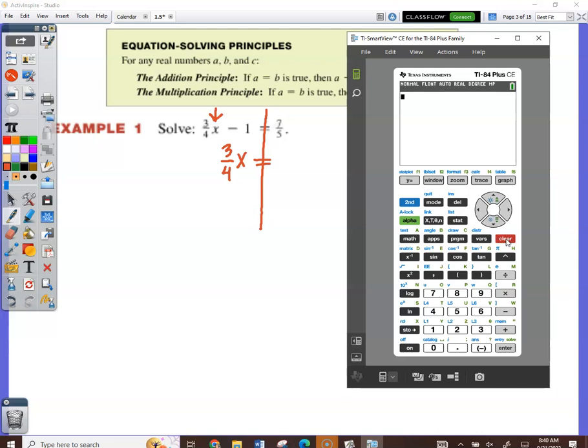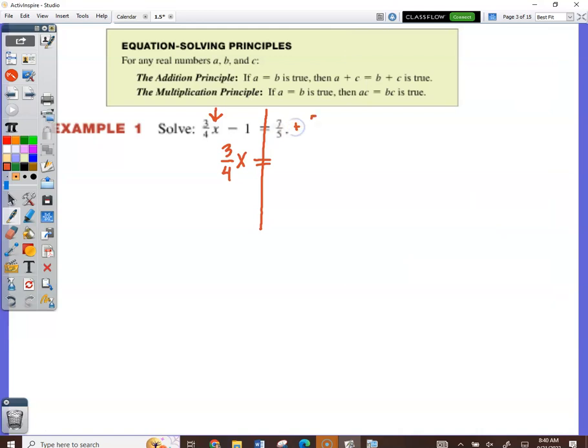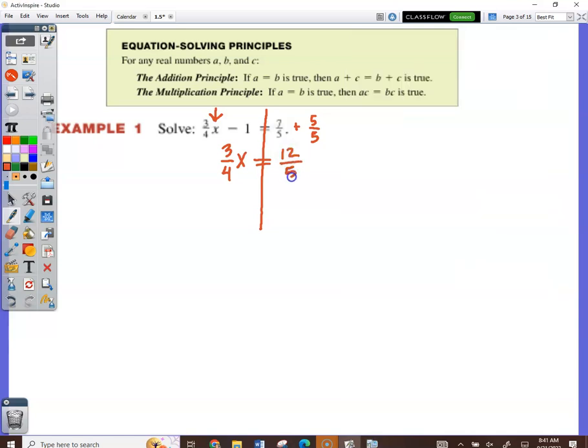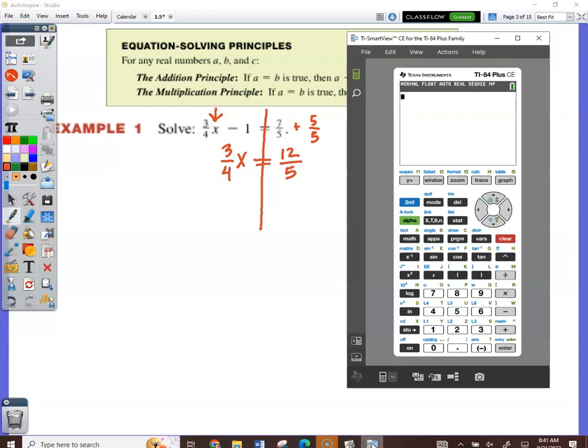So when I say add 5/5, that comes from me thinking to myself, I'm adding 1 to it, and now I can do it in my head. You add the numerators, so it's 12, and the denominators stay the same. It's like the last name. So this is 12 over 5. Now let me show you how to check it in your calculator.